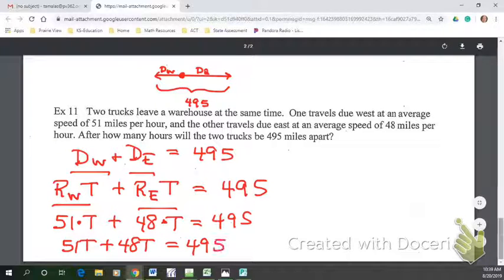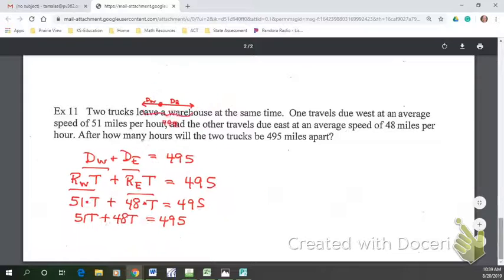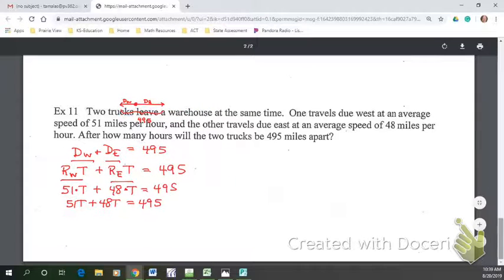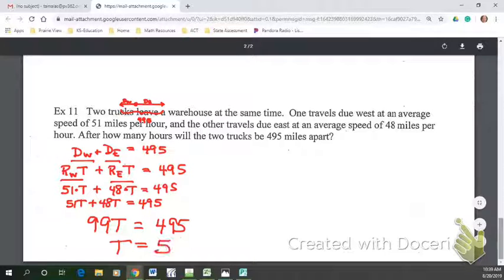What can I do with those t's? Combine them, they're like terms. What's 51 plus 48? 99. So I have 99t equals 495. 495 divided by 99 gives me what? 5. So time is 5 hours. And they won't make you type in the hours, you'll just have to put 5 in there.